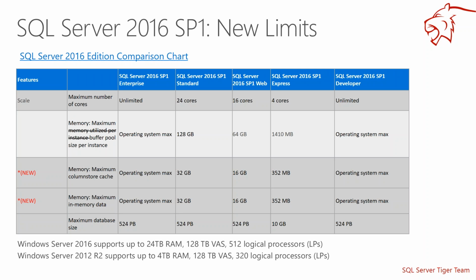We have added limits for lower SKUs for Columnstore and the in-memory cache. For Columnstore, our limit for Standard edition is 32 GB, which is an instance-wide limit. We're going to talk about that as well. And for in-memory data, if you're using memory-optimized tables for your databases, you can have a 32 GB limit per database. That's not per instance, but per database for Standard edition. So let's first understand how memory works in SQL Server, what changes we have made, and then understand more about the new documentation and clarifications we have made starting SQL Server 2016 SP1.